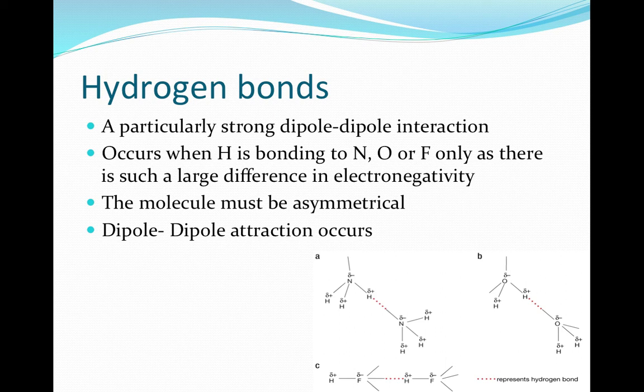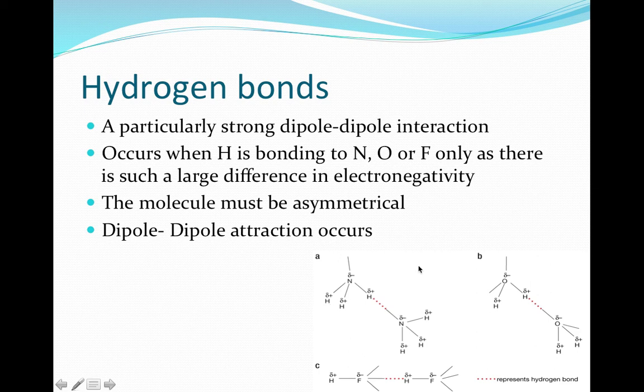Okay? A hydrogen bond is a particularly strong dipole-dipole, and it only happens when we've got a big difference in electronegativity, which means hydrogen, which has got one of the lowest, is bonded to nitrogen, oxygen or fluorine, which are the three with the highest electronegativity on the periodic table. So if we've got hydrogen bonding to oxygen, or hydrogen bonding to nitrogen, or hydrogen bonding to fluorine, and we've got an asymmetrical shape, so a triangular pyramid, or a bent shape, or a linear shape with two different atoms in it, then we're going to get a dipole-dipole attraction.